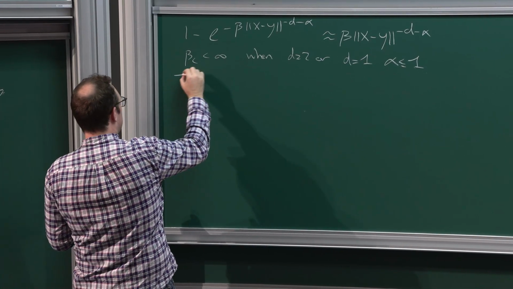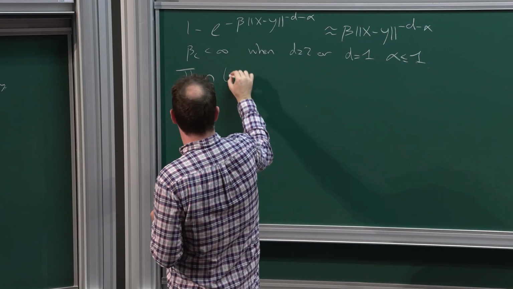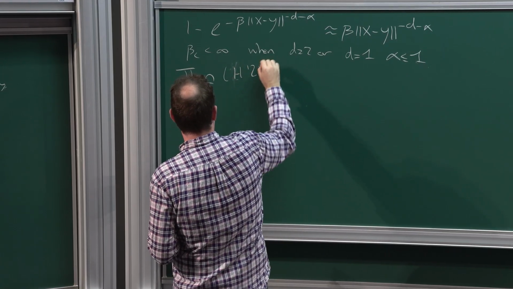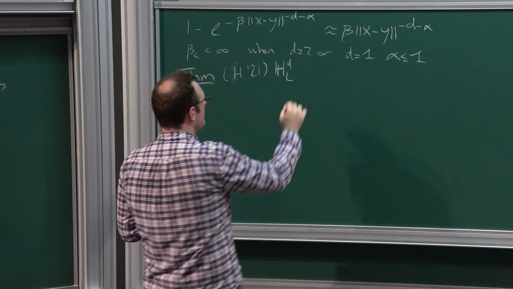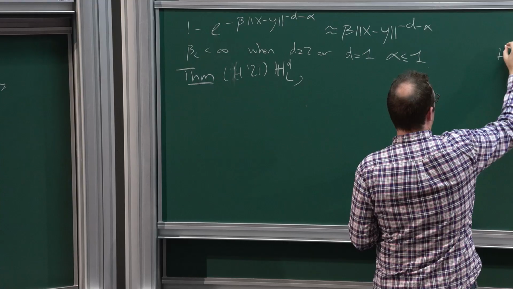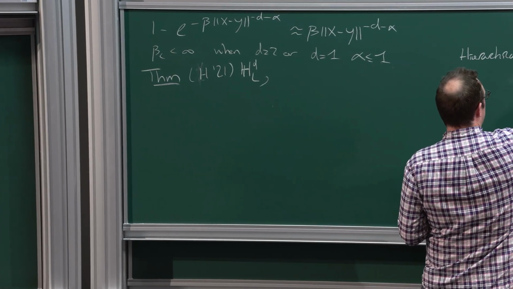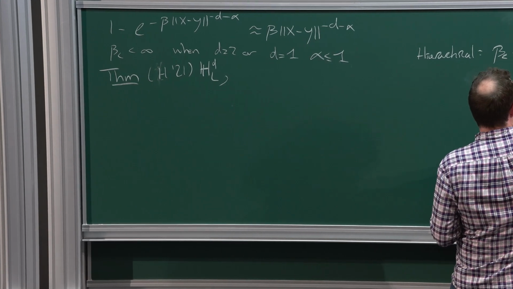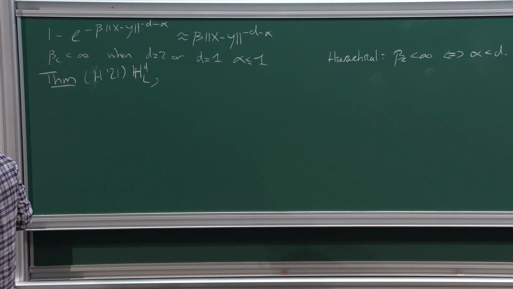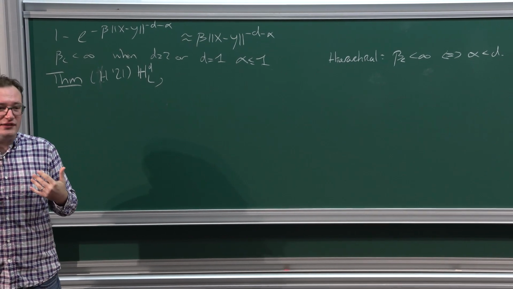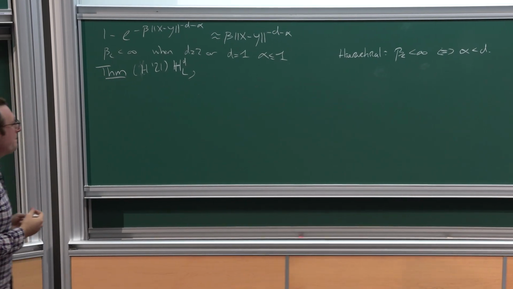And the theorem that I just stated when we ended last time is that for the hierarchical lattice, we have beta_c is finite if and only if alpha is strictly less than d. And again, for the hierarchical lattice, the dimension is kind of fake in that you can always transform to the one-dimensional case while keeping the model sort of equivalent.